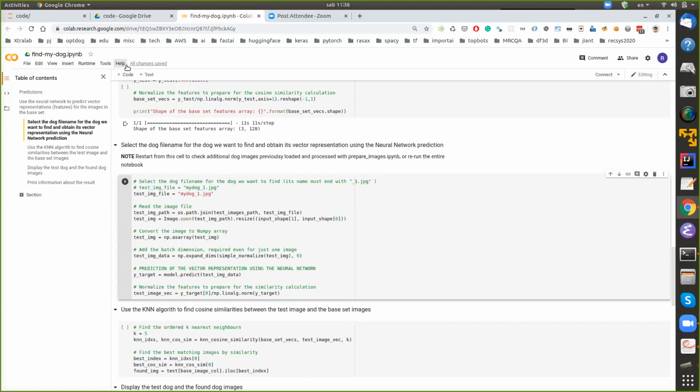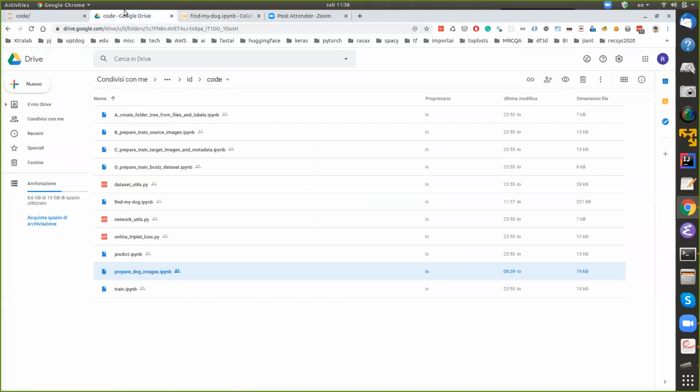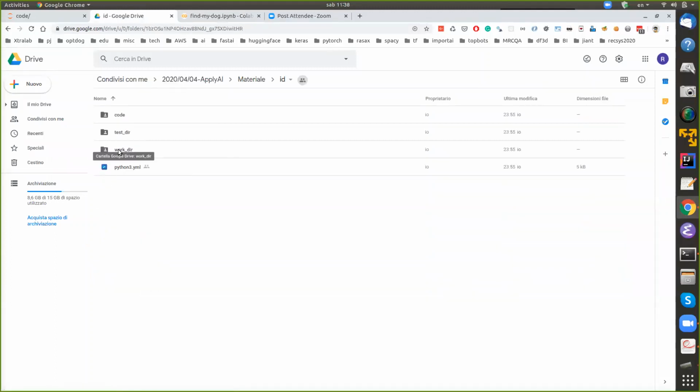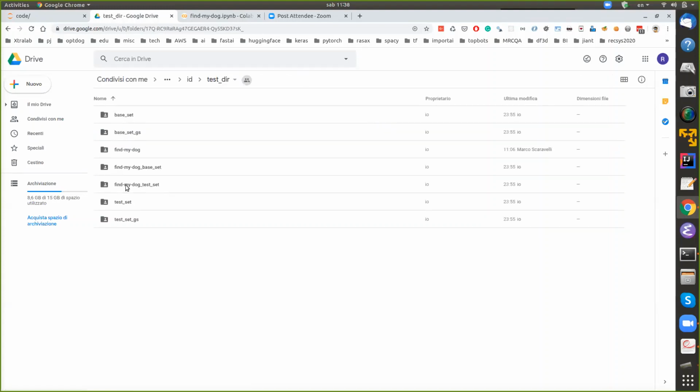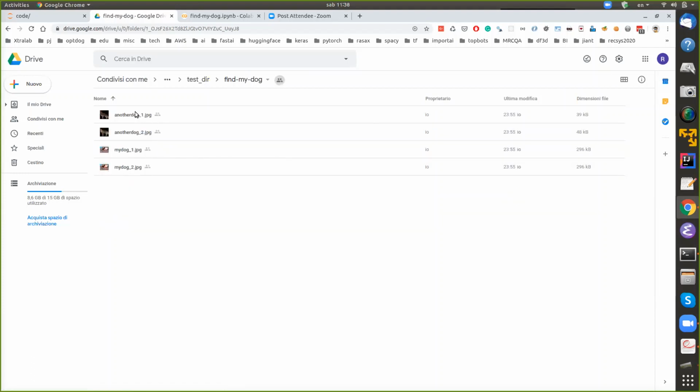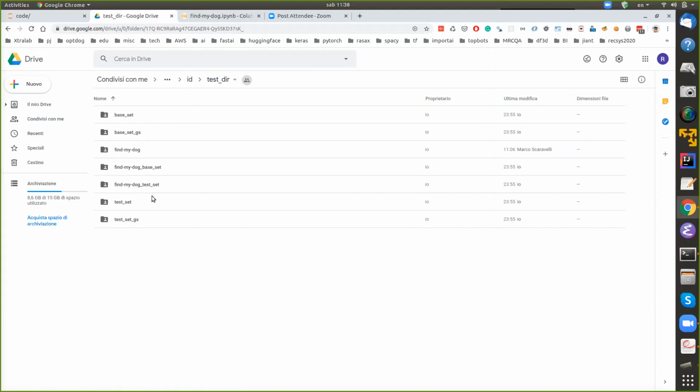Actually, in this exercise, this is trivial, because this archive that I showed you in test here contains two dogs, so it should be quite trivial. But if a lot of us upload images, we will have many more images, so the task will become less trivial.